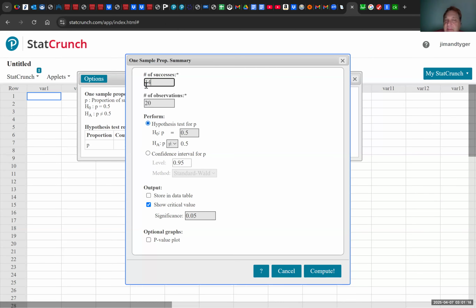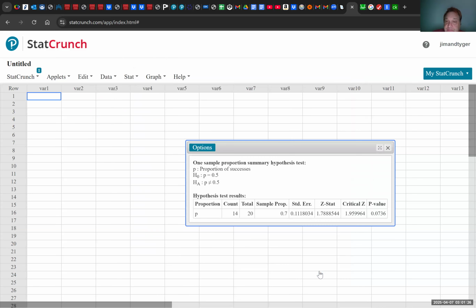So I'll keep everything else the same. Suppose I only got 14 tails, right? Suppose that was the result of the sample that I did. So I do my little compute. Notice the p-value is not the same as before. The p-value is 0.07. If you think about the p-value method, the p-value was 0.025 before, and 0.025 was less than 5%. But now our p-value, 0.07, is higher than 5%.